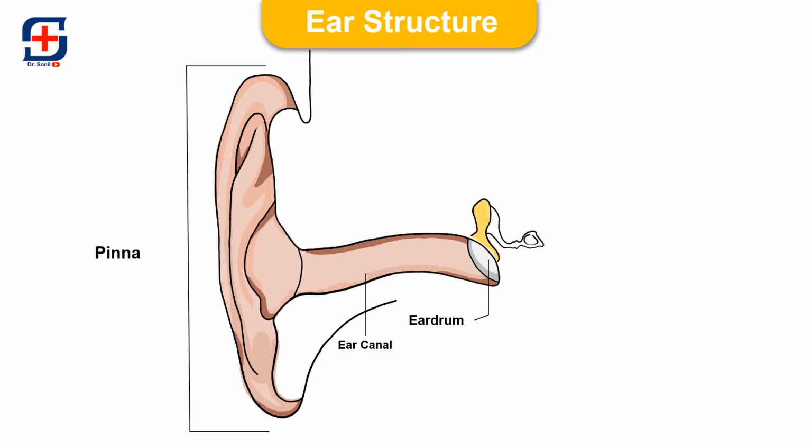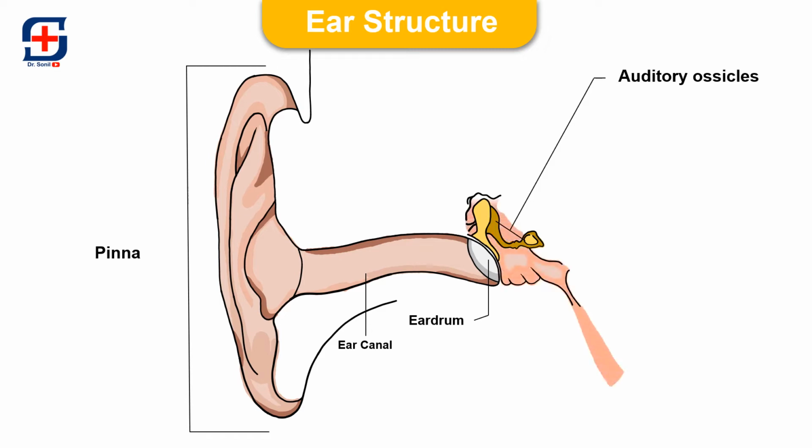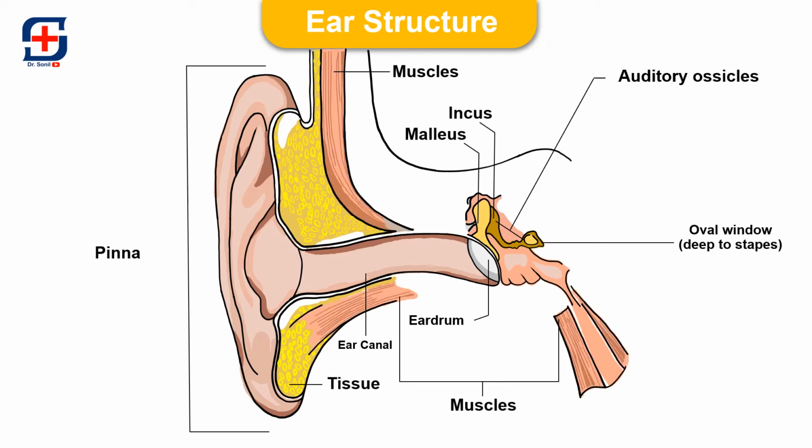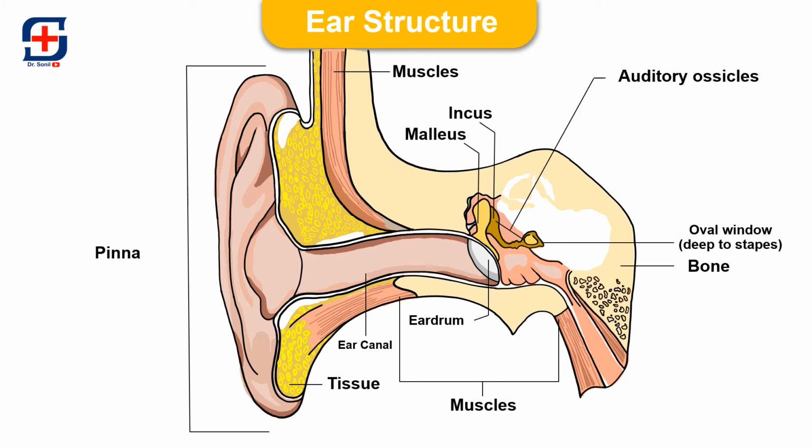The middle part. The middle ear lies between the outer ear and the inner ear. It consists of the air-filled cavity called the tympanic cavity and includes the three ossicles and their attaching ligaments, the auditory tube, and the round and oval windows. Before the inner part, let me show the ear tissue, muscles, and bones around the ear.